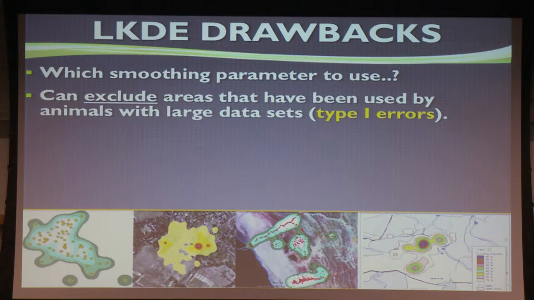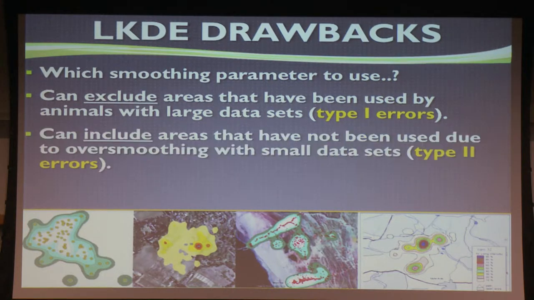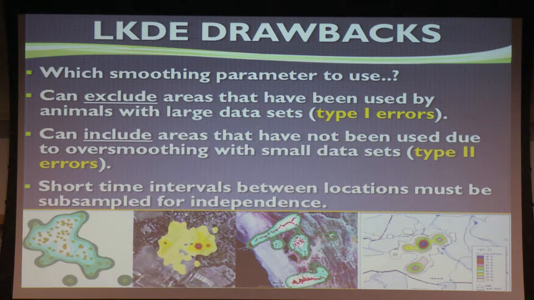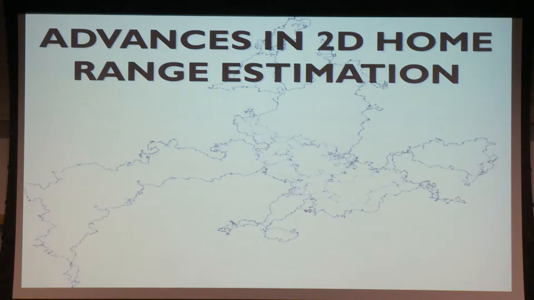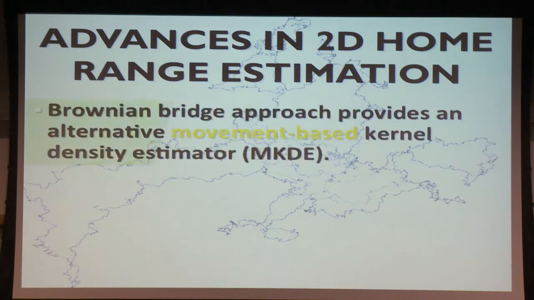LKDEs can exclude areas that have been used by animals with large data sets, these type 1 errors, or they can include areas that have not been used due to oversmoothing with small data sets, these type 2 errors. Plus, there's also the dreaded factor of independence when you've got short time intervals between locations. So there have been some really encouraging advances in 2D home range estimation.